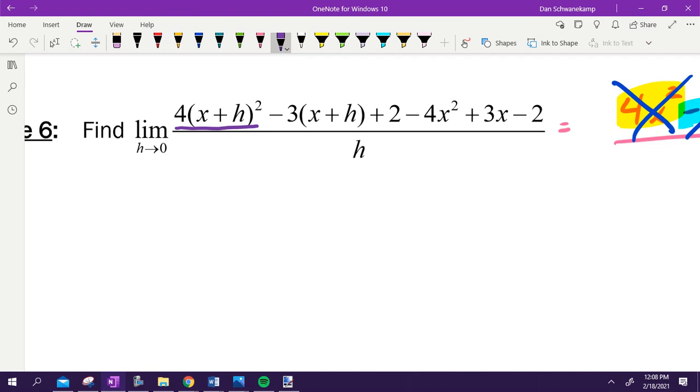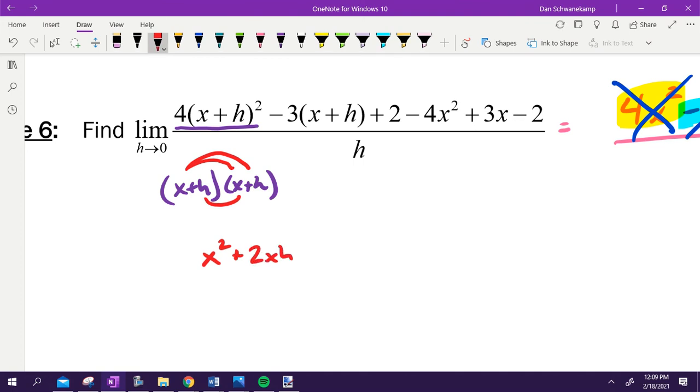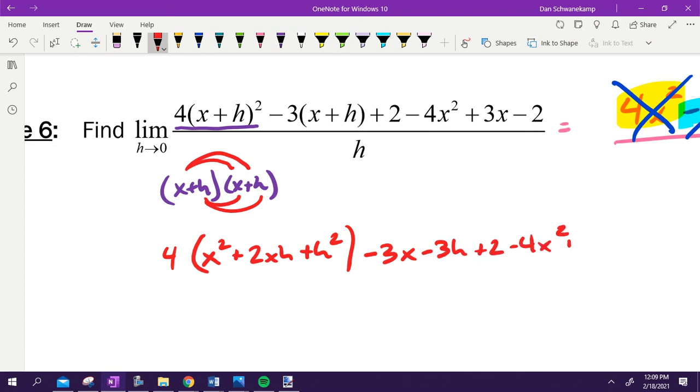I have to square it. How am I going to square it? FOIL, good. That is x plus h times x plus h. If you don't know what that is, I strongly suggest you just memorize it because it'll make your life a lot easier. But if I were to FOIL that, it would get me x squared plus xh and then plus another xh. So it would get me 2xh plus h squared. Go ahead and write this part down. Sorry, I didn't tell you to start writing again. So we got that. This 4 is out in front. Minus 3x minus 3h plus 2 minus 4x squared plus 3x minus 2. And that is all over h.